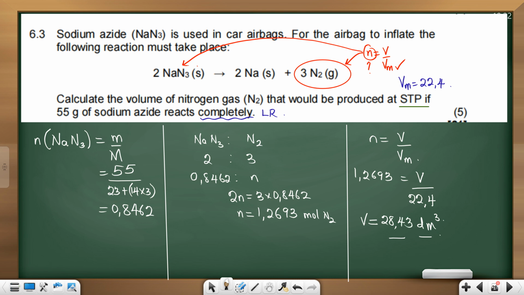28.243 decimeters cubed. All right, cubic decimeter. Anyway, it's the step that really matters. Okay, all right, thank you.